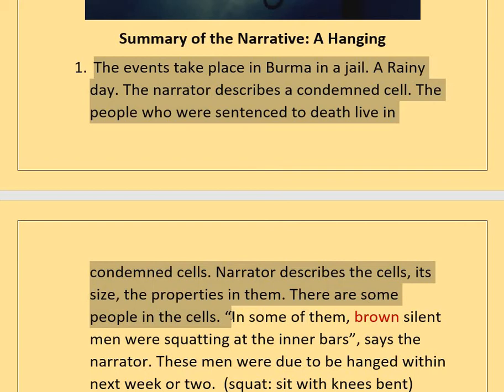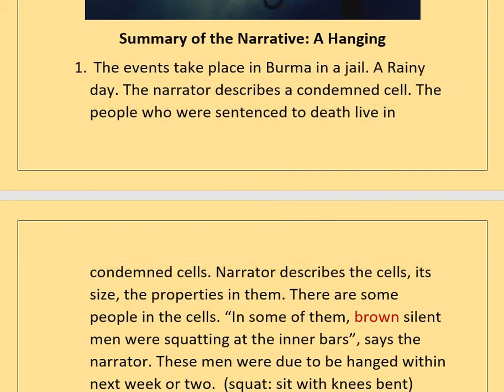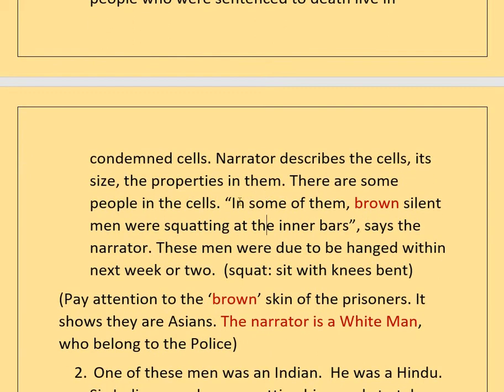There are some people in the cells. Quotation. In some of them, brown, silent men were squatting at the inner bars. Squatting means sit with knees bent, says the narrator. These men were due to be hanged within next week or two. That is the first paragraph.